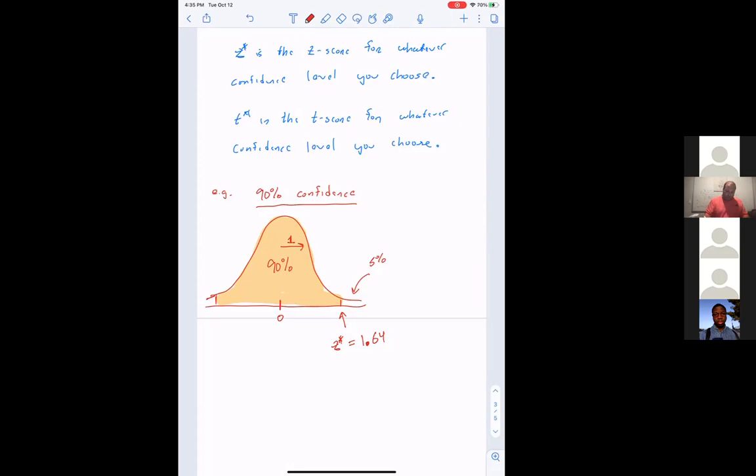And just while we're here, if it was 95% confidence, because we're going to see this number also, what would be the area that would be cut off in that case? It would be 2.5%. So calculate your Z star for that case.